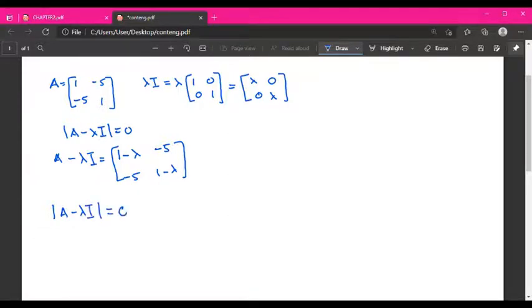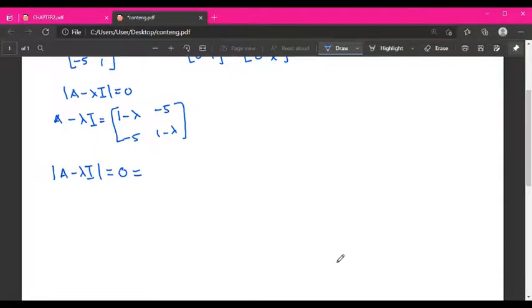Then equate it with 0. So how to find the determinant? You need to recall back your knowledge for algebra and calculus, right? So these two will be multiplied. So 1 minus lambda multiplied with 1 minus lambda, and then minus the multiplication of these two values, right? So it will be minus 25. Alright. And then, so how to solve this? Then equate to 0 untuk dapatkan lambda.